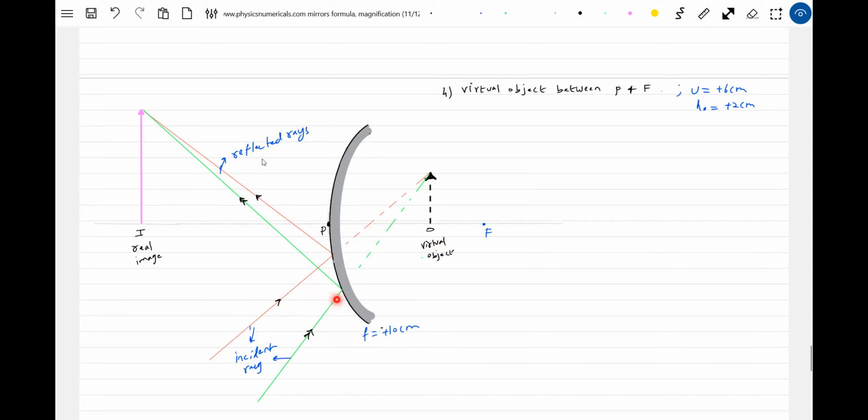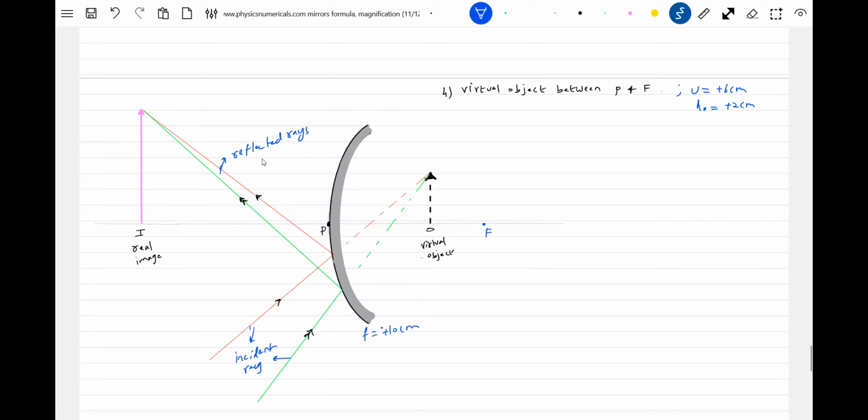So the ray after reflection wants to converge. The incident rays, if the mirror were not there, they would have converged here. So this should be the location of the virtual object. After reflection, you can see this will go here. Similarly, this red color ray after reflection will meet here. So this should be the location of the real object.